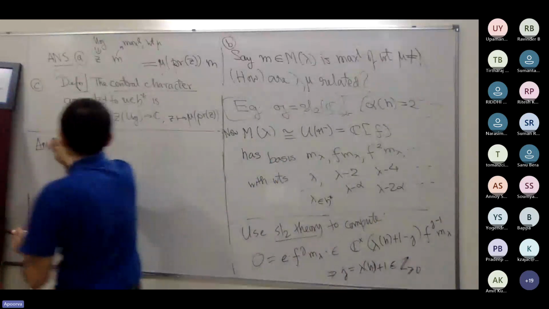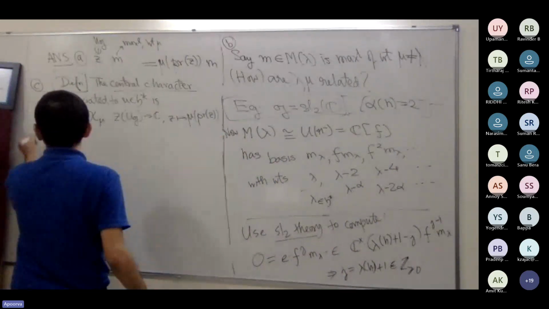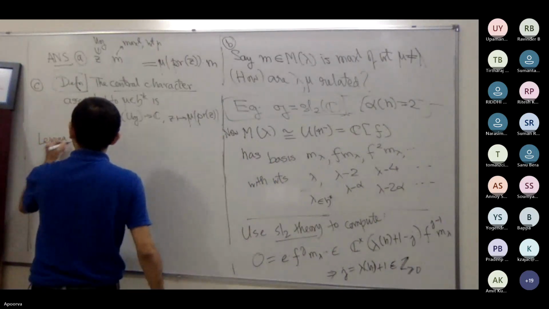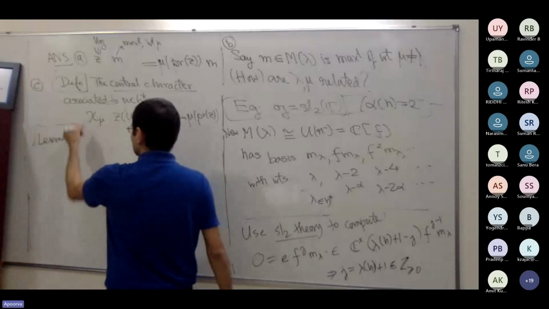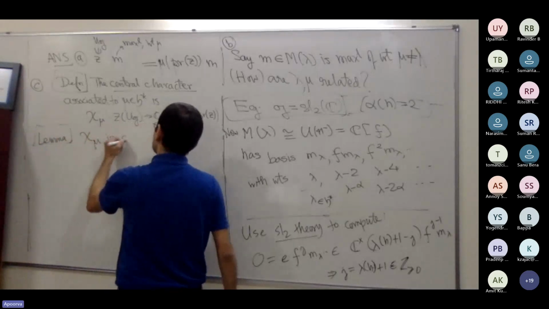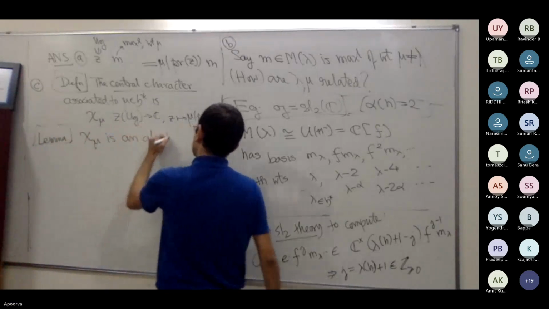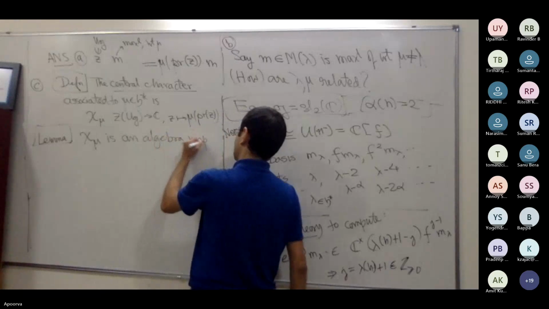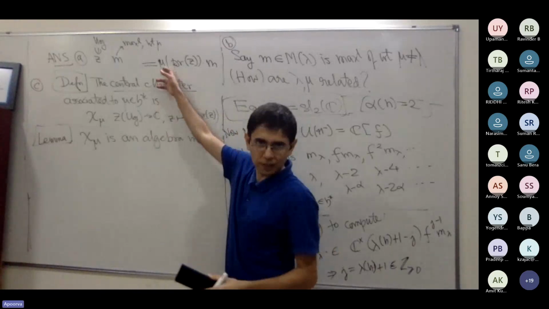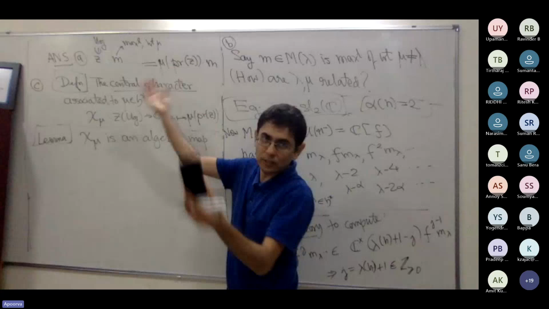Oh, wait. First, since we are talking about the central character, I'll write down the name. The central character chi mu is an algebra map. A priori, mu is a linear functional, which of course extends to an algebra map.